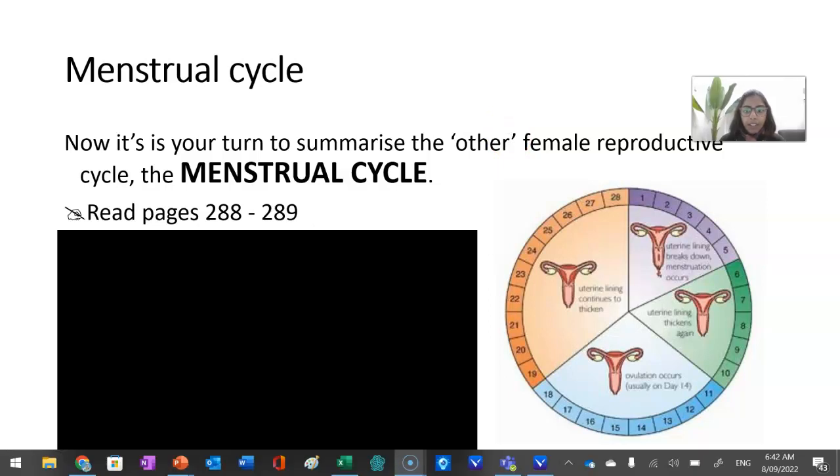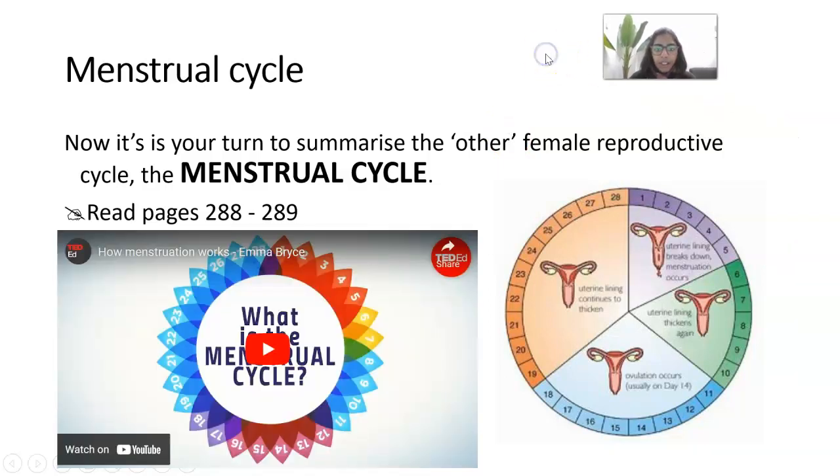Okay, so the menstrual cycle is another female cycle that occurs in tandem with the reproductive cycles of females. As we always say, the average cycle is about 28 days. However, this can be longer or shorter depending on the individual. For today's lesson, please make sure that you read pages 288 and 289 of your textbook. As you can see, there's a video here that gives a very short overview of the menstrual cycle. I would recommend that you watch it if you feel that you need something to help you set the scene.